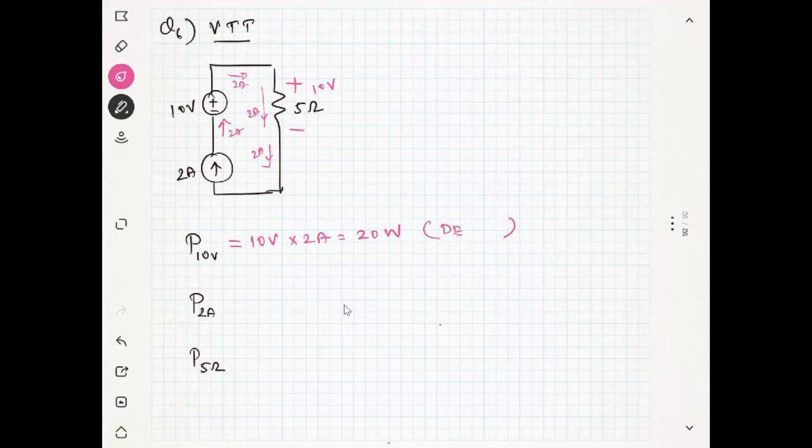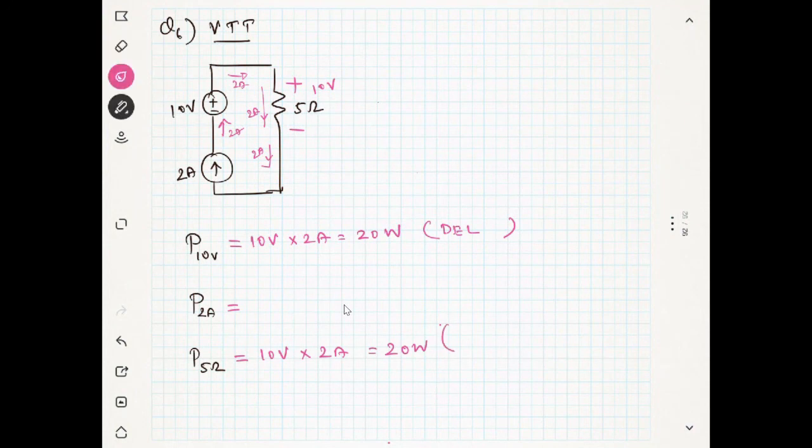Delivering. It is delivering the power. And next we will calculate the 2 ampere later, and we will first calculate the 5 ohm resistance. For the 5 ohm resistance you have 10 volt and the current is 2 ampere. It is nothing but 20 watts. Okay, 20 watts. Now can you tell me what is the situation?